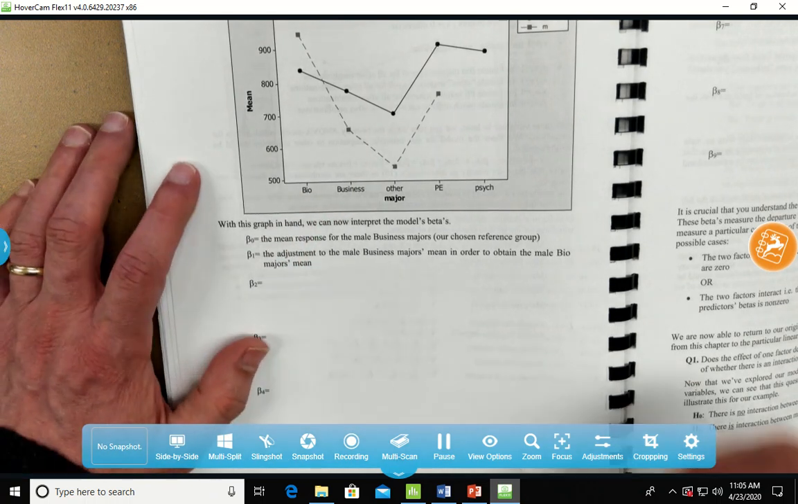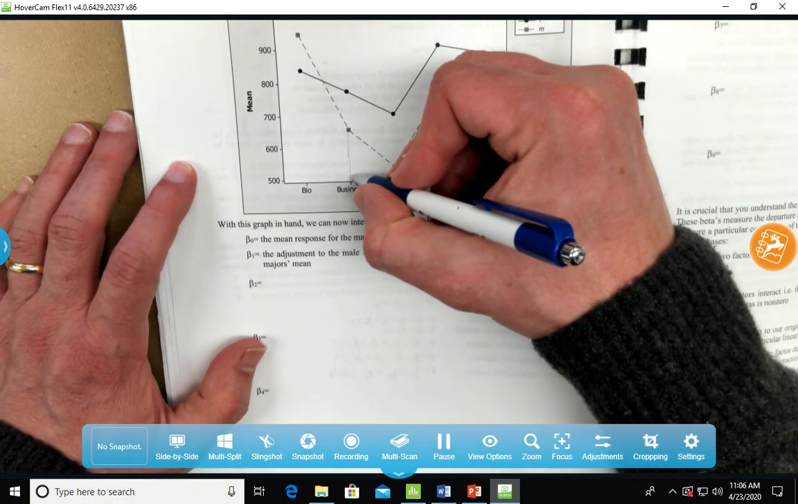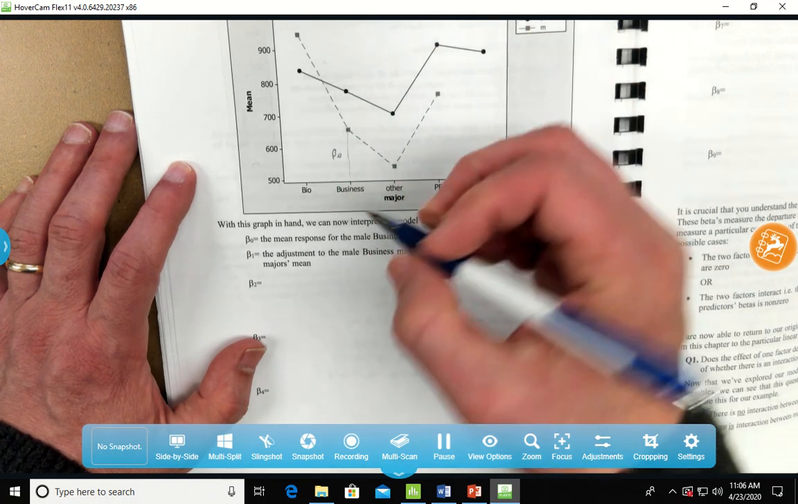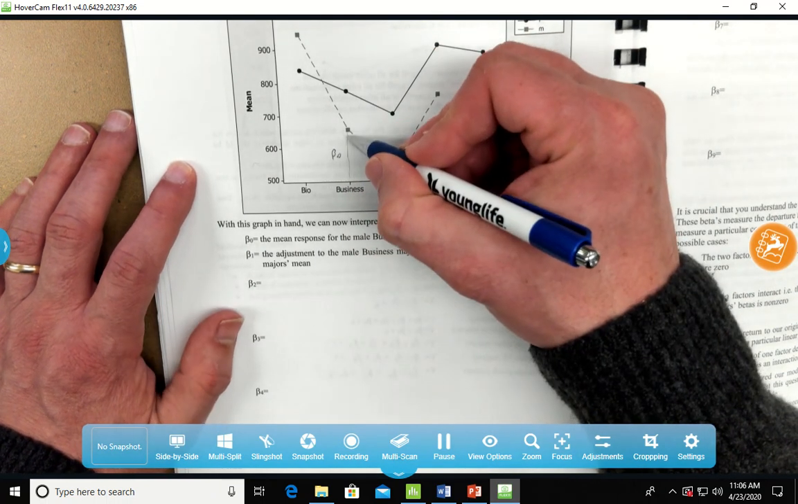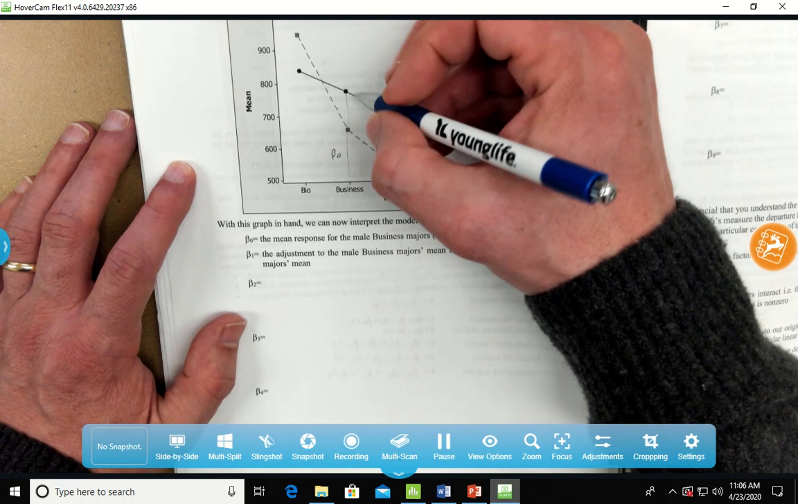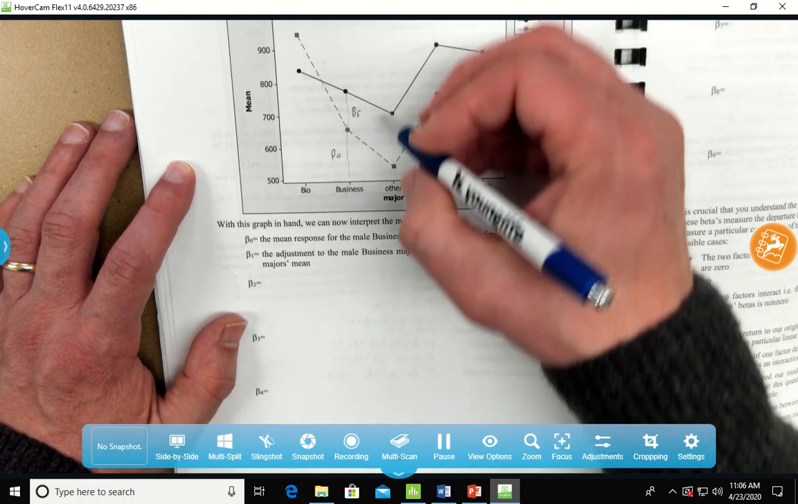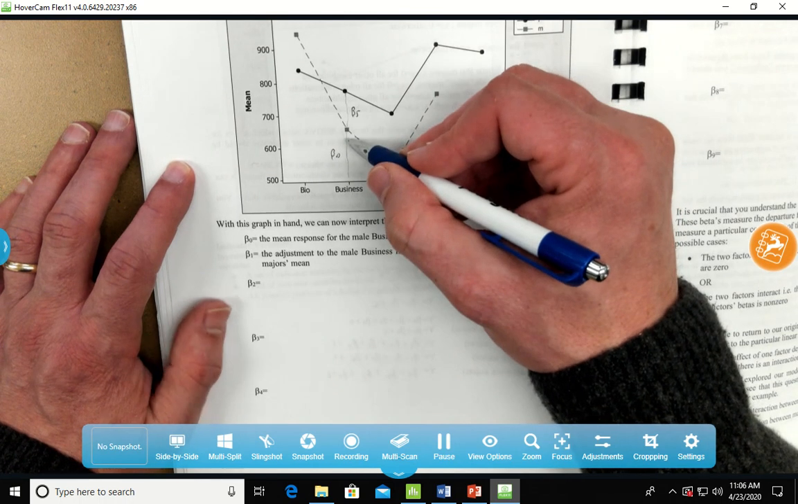All right, so for the males, this part from here to here will be beta naught. All right, so there's the average score for beta naught. And then this part from here to here between the females, you have to add beta naught plus beta 5 to get to that part.